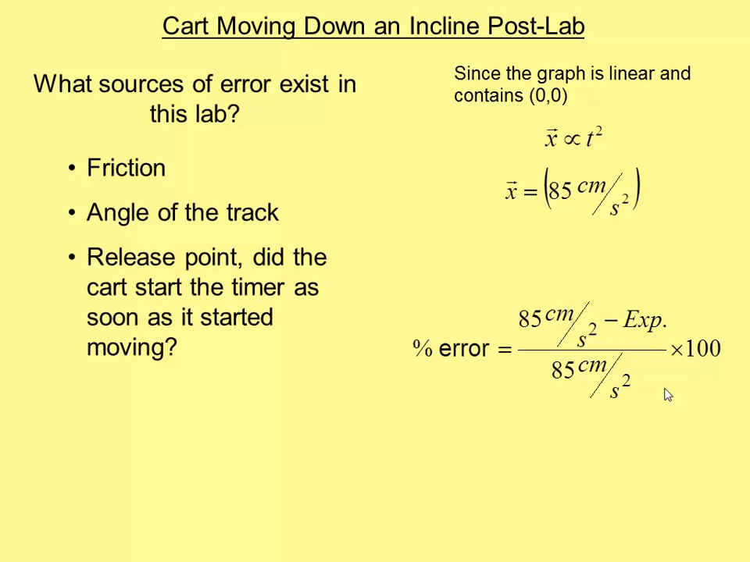The big one is probably, where did you start your cart? Did you start it right at the top photo gate so that it started the timer as soon as you let it go? If you didn't do that, that might throw in some error. And one other thing, did you actually put the photo gates where they were supposed to be? All of those things might contribute to a few percent error here and there, but hopefully it's still pretty convincing that 85 isn't a number that's kind of out of bounds.